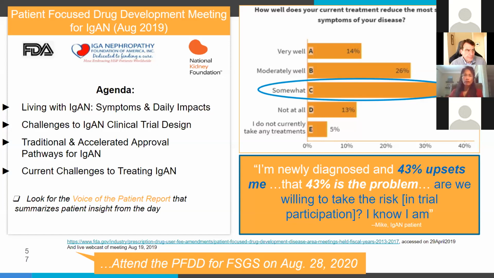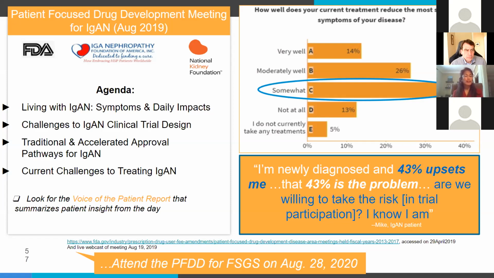So as you saw in the 21st Century Cures Act, the FDA mandated into law hosting these patient-focused drug development meetings. And the first 20 that occurred, none were really focused on kidney disease. There was one about transplantation, and we had some renal transplant patients attend. But this one was specifically focused on IgA nephropathy, and this occurred in August 2019, co-sponsored by the National Kidney Foundation and the IgA Nephropathy Foundation of America, which is now merged with NephCure. And so you can see the agenda there.